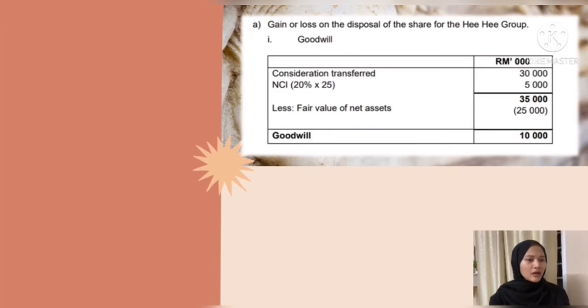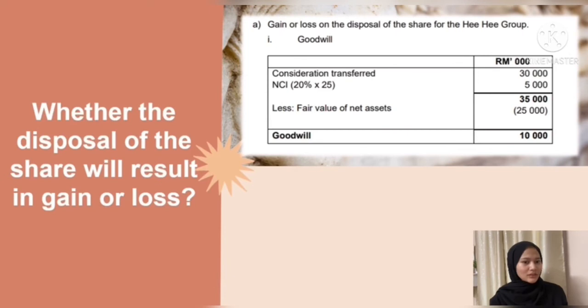Okay, first, consideration transferred 30 million plus NCI 20% times 25 million, which equals 5 million. So 5 million added to 30 million equals 35 million. Now 35 million minus the fair value of net assets, which is 25 million. So the goodwill for the company is 10 million. So now the question is whether the disposal of the share will result in gain or loss.